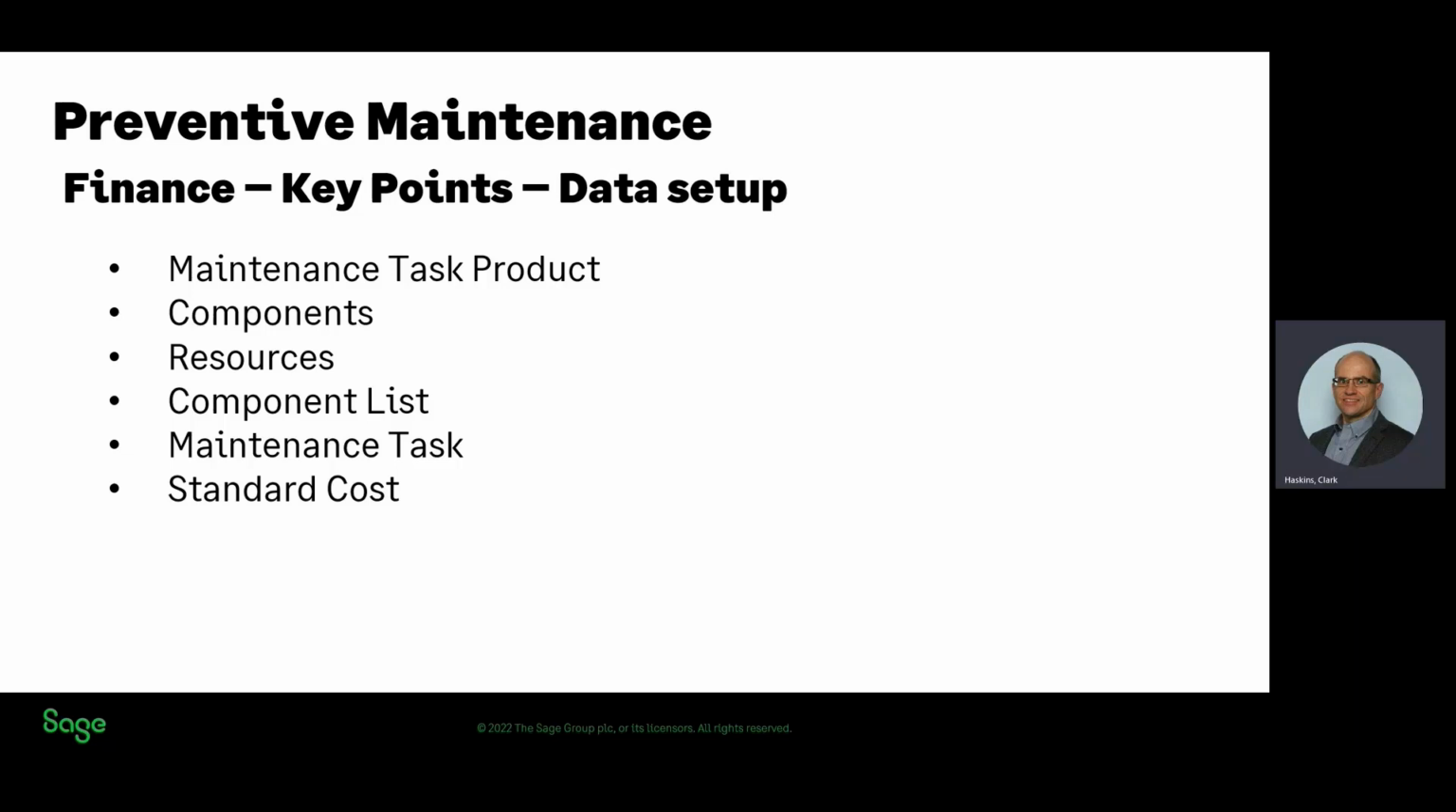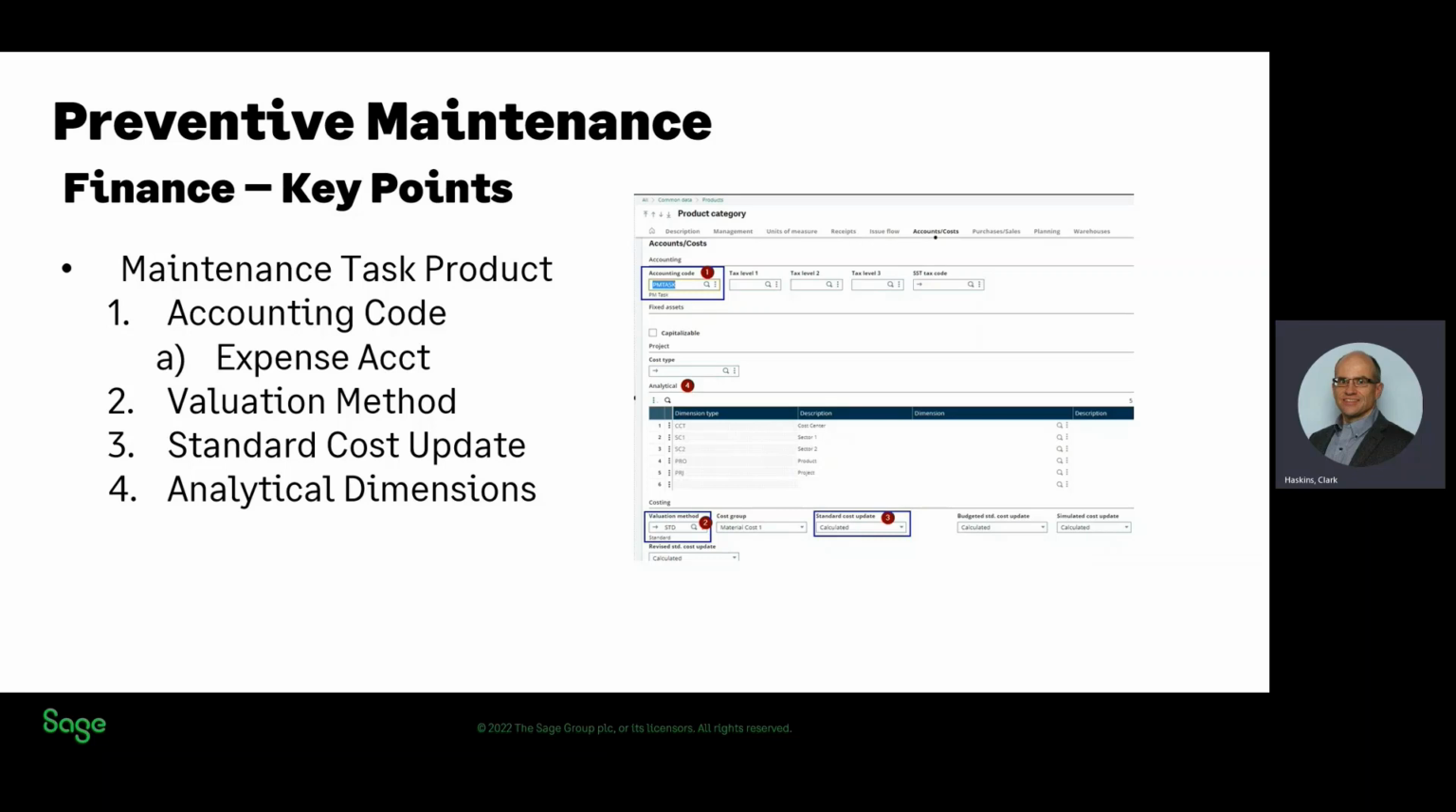Next, we'll discuss data and preventive maintenance that impacts finance. We'll discuss the product category for the maintenance task product, components, resources, component lists, maintenance task, and standard cost calculation. To discuss the product for the maintenance task product, let's review the product category.